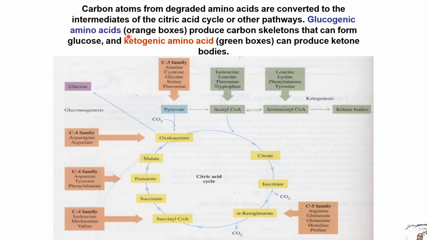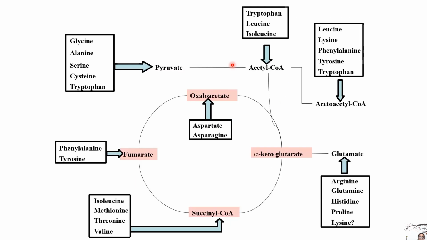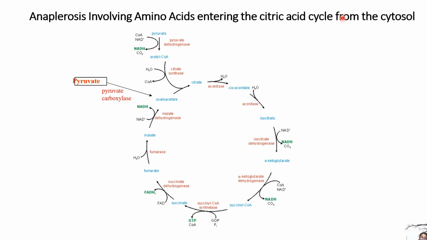Now, carbon atoms from degraded amino acids are converted to the intermediate citric acid cycle or other pathways, and glucogenic amino acids, which are shown in orange boxes, produce carbon skeletons that can form glucose, and ketogenic amino acids, shown in green boxes, can produce the ketone bodies. This schematic shows how the protein and the amino acid catabolites feed into the TCA cycle. So this schematic shows anaplerosis involving amino acids entering the citric acid cycle from the cytosol.